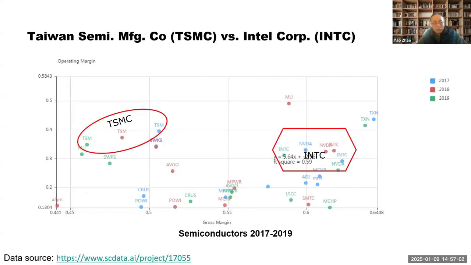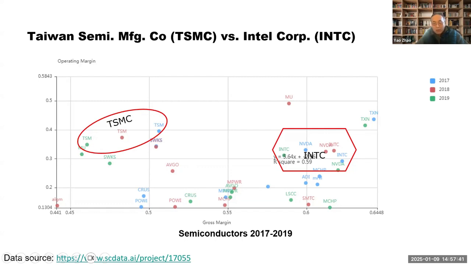Now let's look at a more recent example, which is Taiwan Semiconductor Manufacturing Corporation, TSMC, versus Intel. If you look at the semiconductor industry profitability data from about 5-6 years ago, Intel's current situation is even worse. So we look at Intel versus TSMC, comparing their operating margin versus gross margin. We can see that Intel has a higher gross margin, but with the higher gross margin, it's making less money. It's making less operating margin.